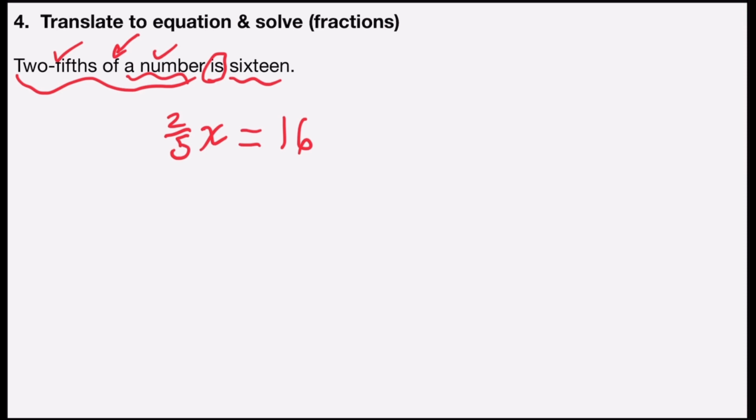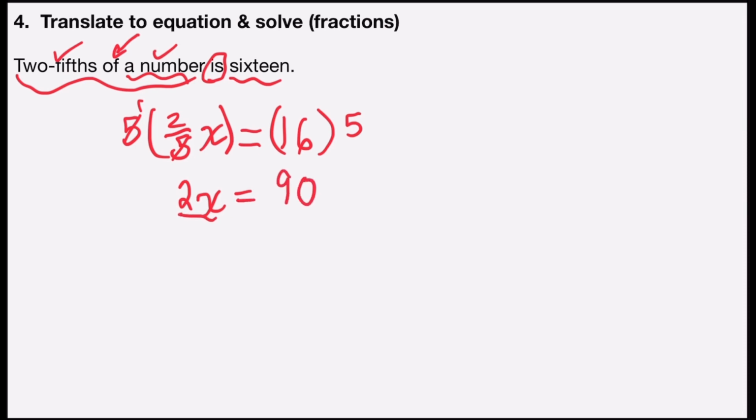Since this equation has a fraction, to solve it, first I'm going to clear the fractions by multiplying both sides by the least common denominator. In this case, that's 5. So 5 multiplied on the left side, 5 multiplied on the right side. 5 divided by 5, 5 goes into 5 once. 1 times 2 is 2x, and 16 times 5 is 80.